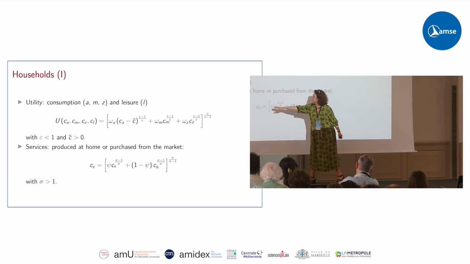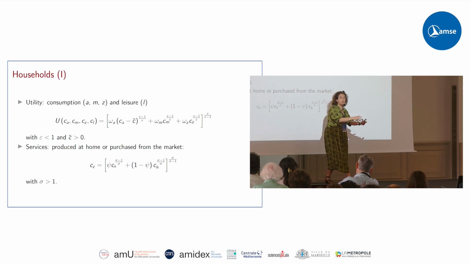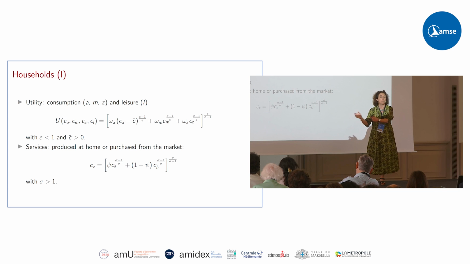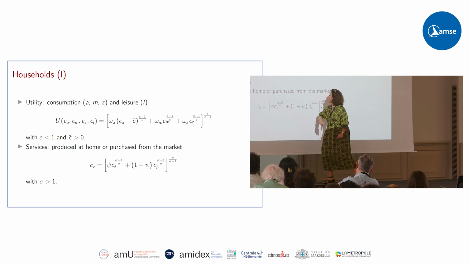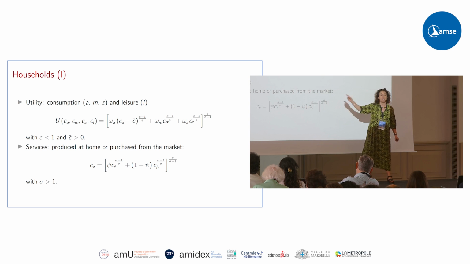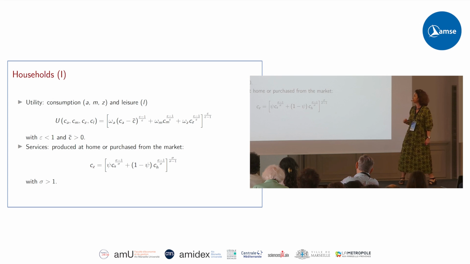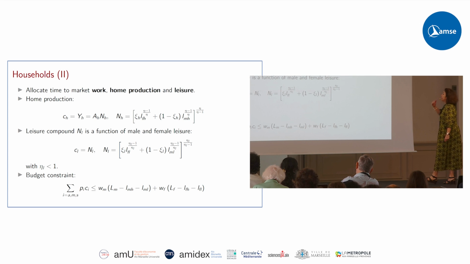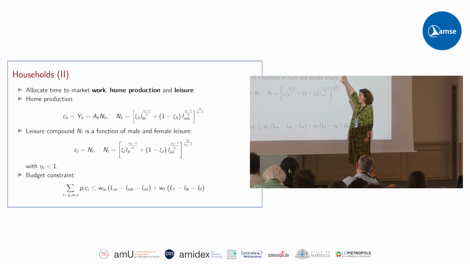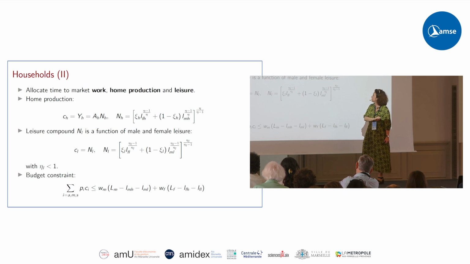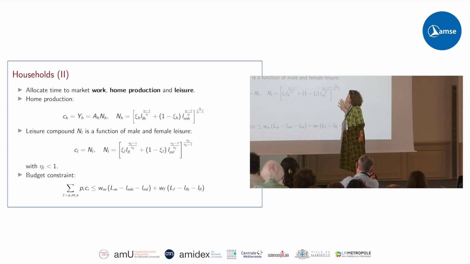Total services Z are a bundle of home-produced childcare and market-produced childcare. And these two things, home and market, are good substitutes, so this sigma is strictly greater than 1. How do you produce home services? In exactly the same way as you produce market services. It's again the same CES utility function, and then this is the leisure which is enjoyed by the household.